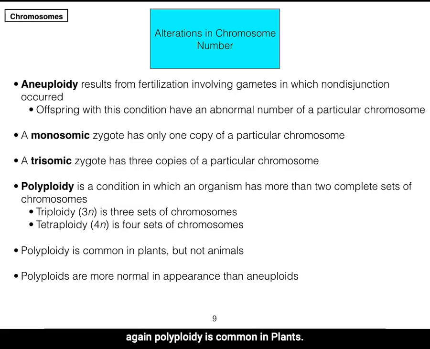Again, polyploidy is common in plants. It's better tolerated there, but it's not common in animals. Polyploids are more normal in appearance than aneuploids.